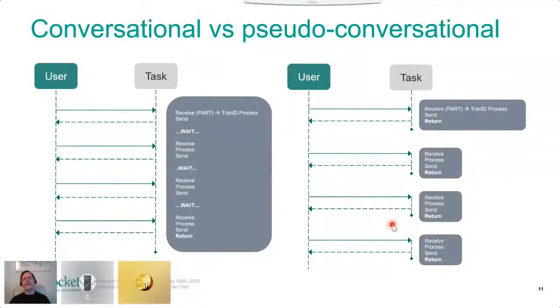So here's a picture of it, and you can see on the left-hand side, I have one transaction that's one task, and you can see that what you could do is type in a TRAN ID, hit enter, get a screen back, but instead of returning control back to the system, you issue a wait. Now, if you issue this wait, then the system is waiting for you to propagate a response and hit enter again. And if you decide to go to lunch or take a 15-minute break, the system is hanging, holding a set of resources and waiting for you to respond back to it.